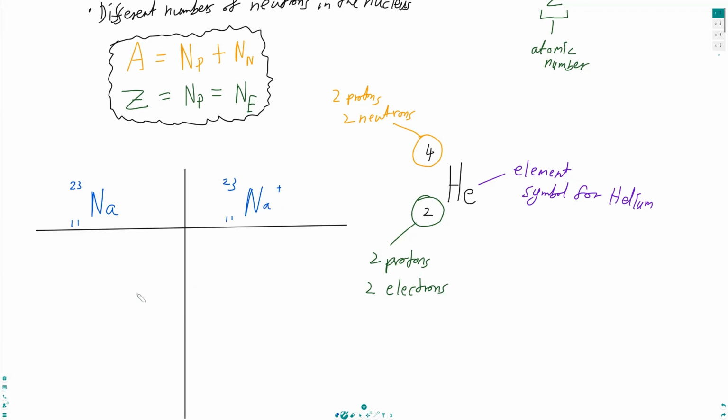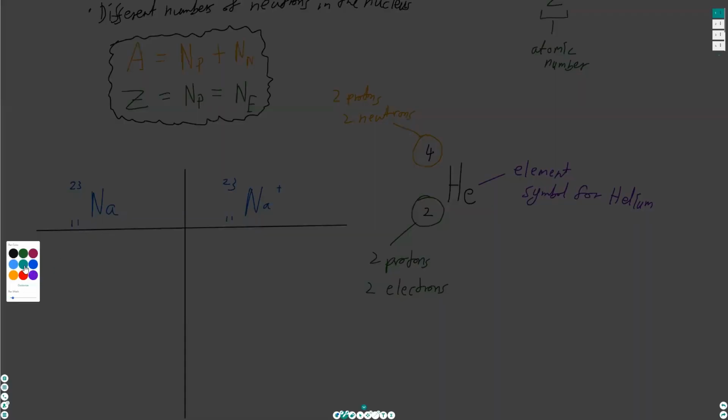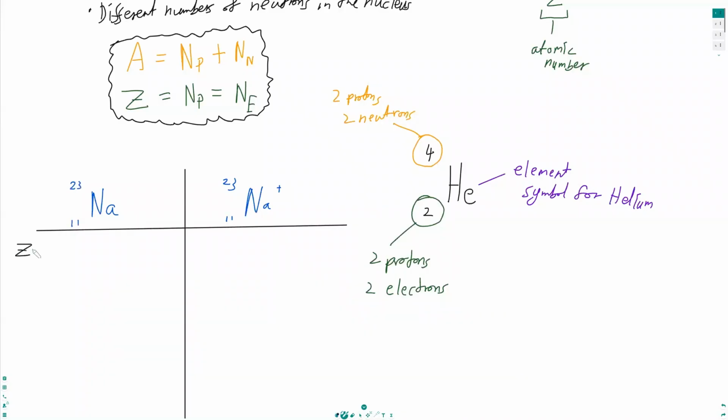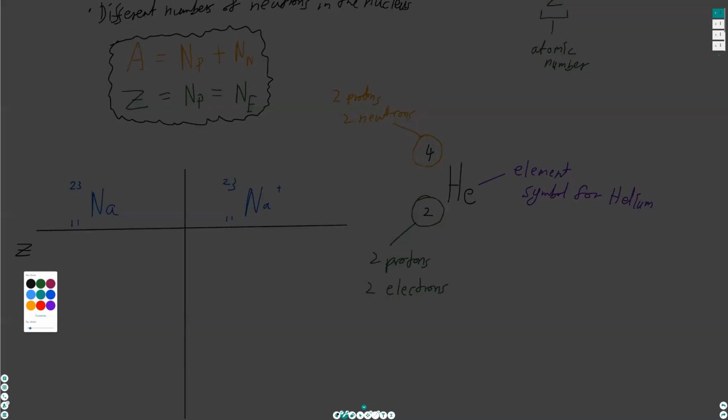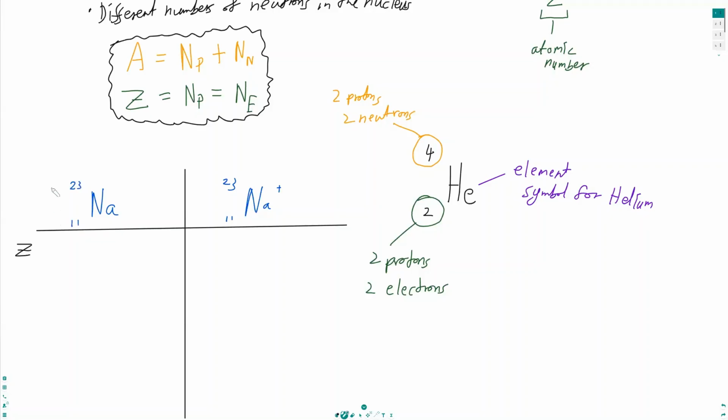Now let's go through atomic number, mass number, protons, neutrons, and electrons. Here we have the atomic number, which I think I labeled as Z. So here we can have Z on this side. Actually, let's do another nice straight line. Let's complete this table, shall we?